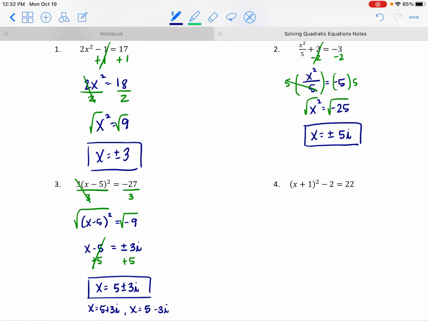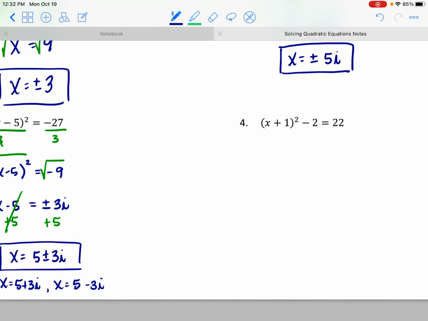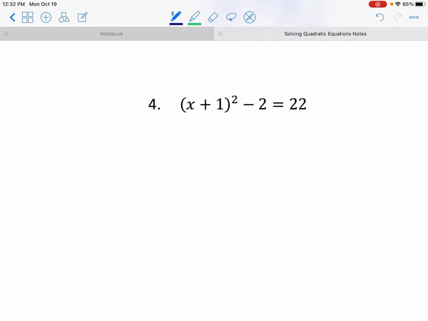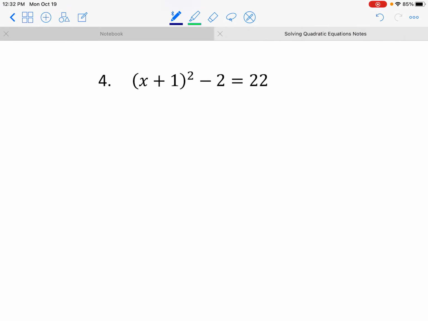And later on when we get to functions, you'll hopefully have a better understanding of why we have these different types of solutions. But for now, let's keep going here. I'm going to add 2 to get my squared term all by itself. Okay? So adding 2 to both sides cancels that out. That leaves me an x plus 1 squared equal to 22, and 2 is going to make 24.